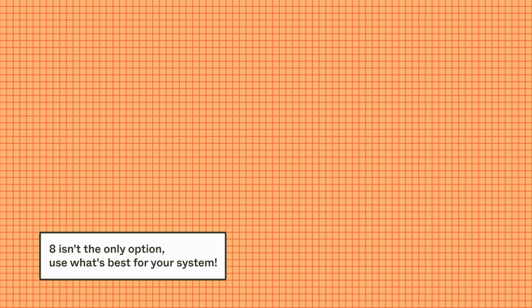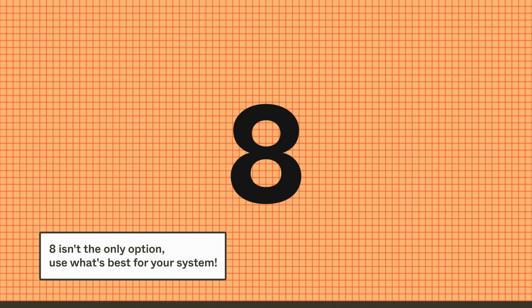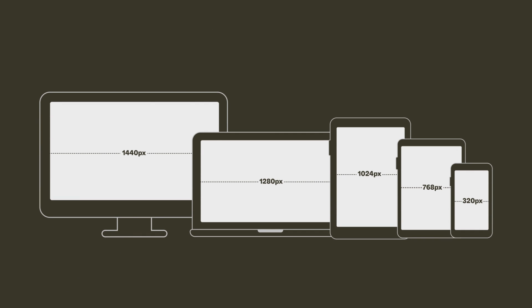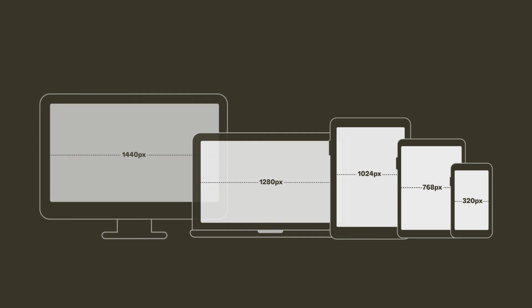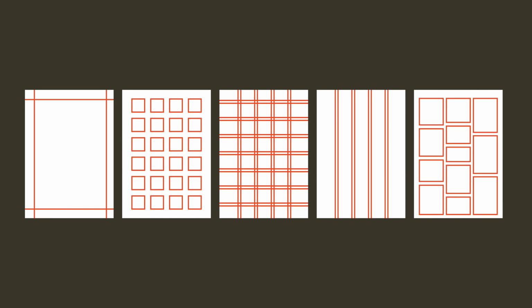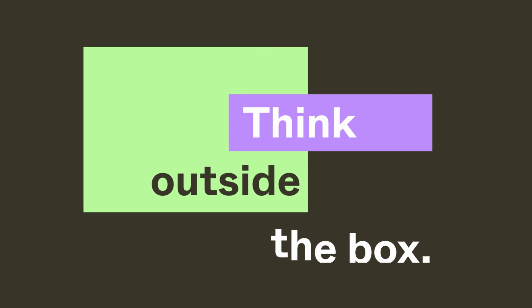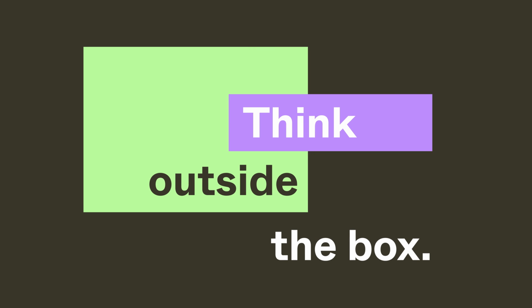Perhaps this is what you imagined when we said the word grid. But why is 8 the magic number? Remember those breakpoints we mentioned earlier? They're all divisible by 8. Huh, that's weird. Or is it? There are even more grid types we haven't included, but these are a great place to start. Remember, these grids are guidelines. You can always go outside the lines, as long as it serves a purpose, like being fun.